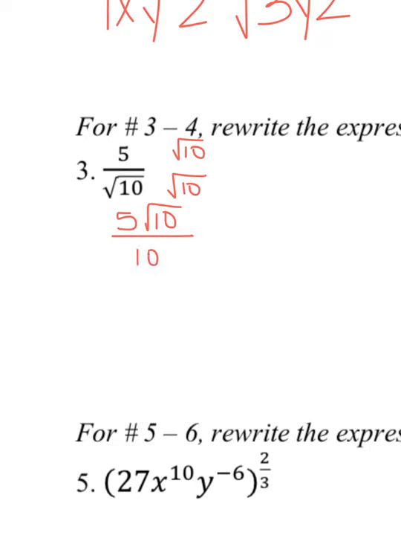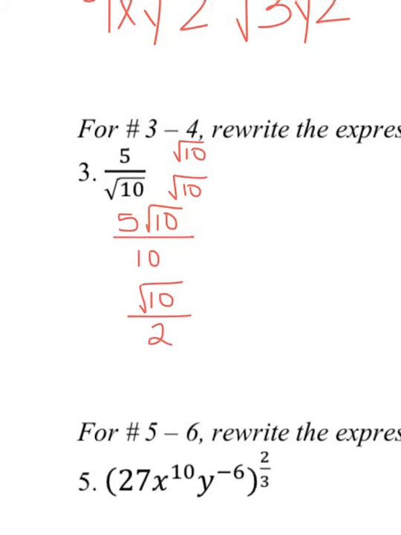And then you can just clean up this fraction here. You can't clean up the square root of 10 at all, but you can do 5 divided by 10 is really 1 square root 10 over 2.